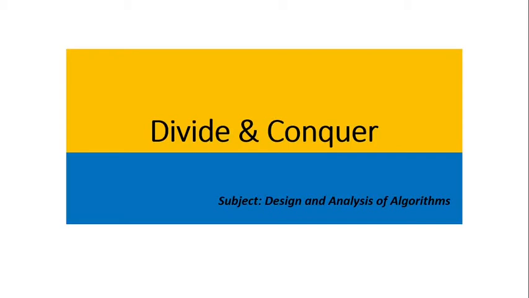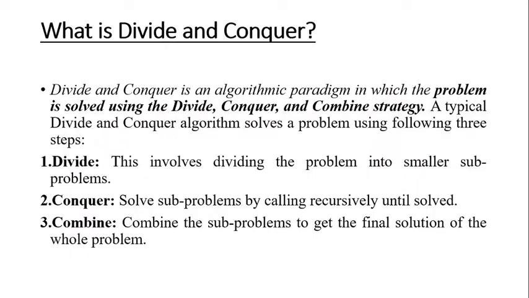Divide and conquer strategy is a useful technique which is used to solve many problems in data structure, especially in algorithms. So what is divide and conquer? Divide and conquer is an algorithmic paradigm in which the problem is solved using divide, conquer, and combine strategy.